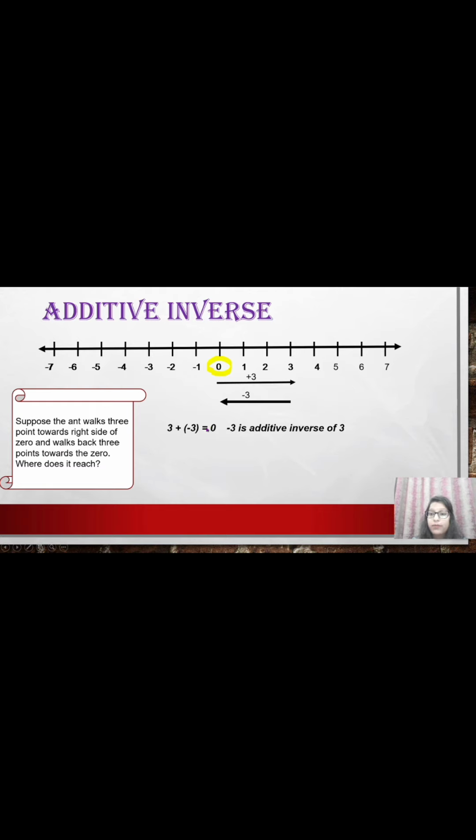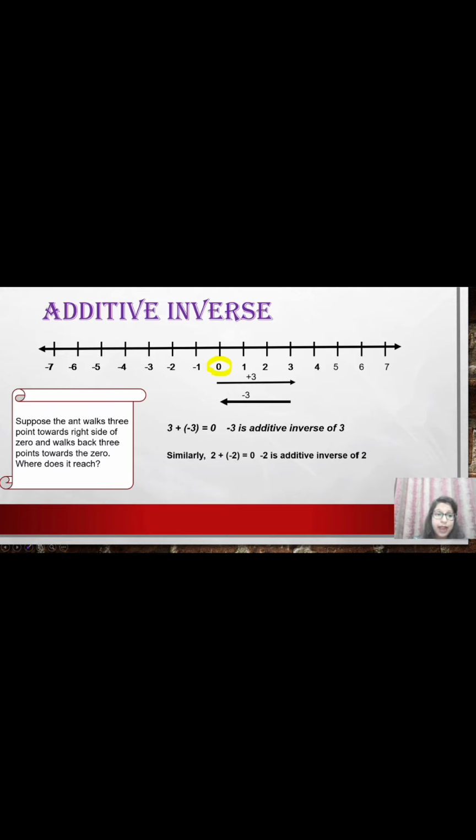Whenever we move 3 points in positive direction and then 3 points in negative direction, we get the answer 0. So we can say that -3 is the additive inverse of 3. Similarly, let's take another example. 2 plus -2. Now suppose the ant moved 2 points in the right direction and walks back 2 points towards the 0. So the answer will be 0, 2 positive points and 2 negative points. So we can say that -2 is the additive inverse of 2.